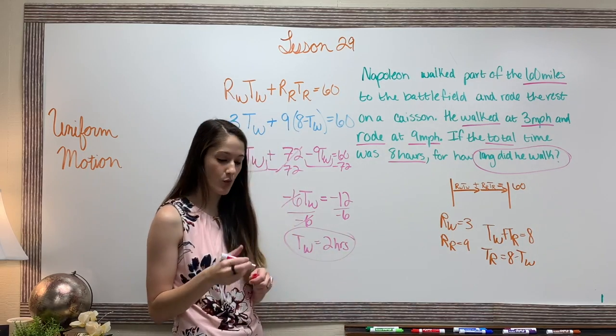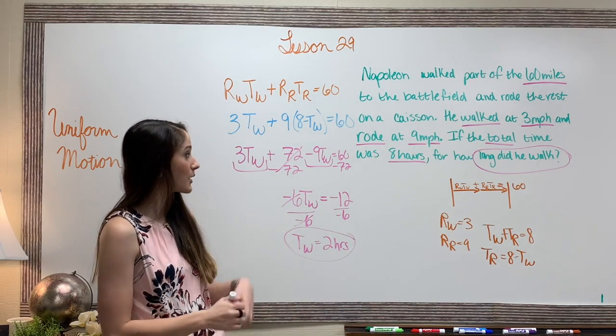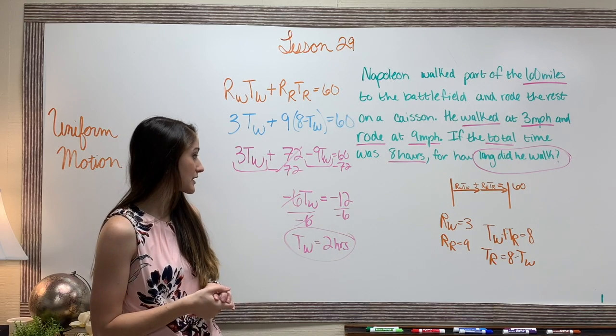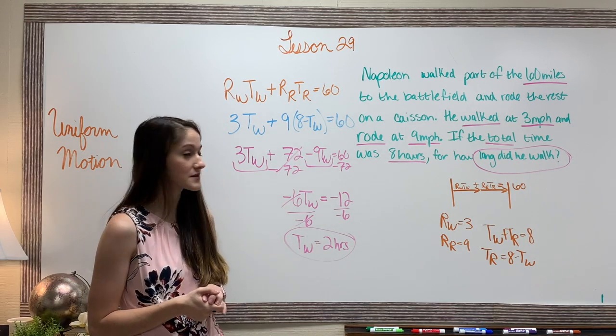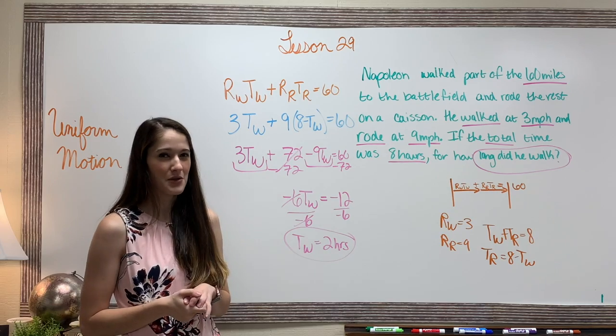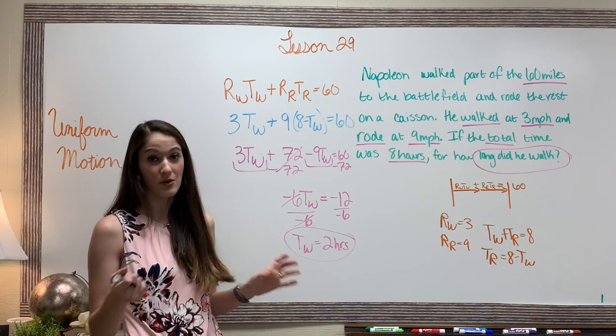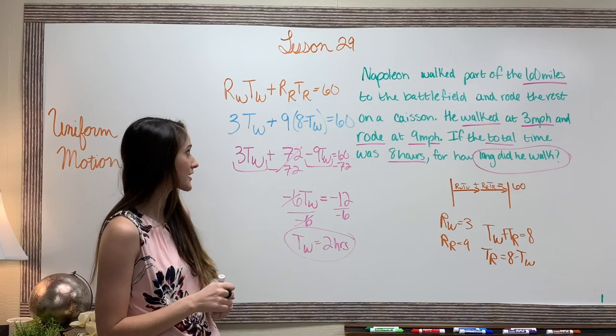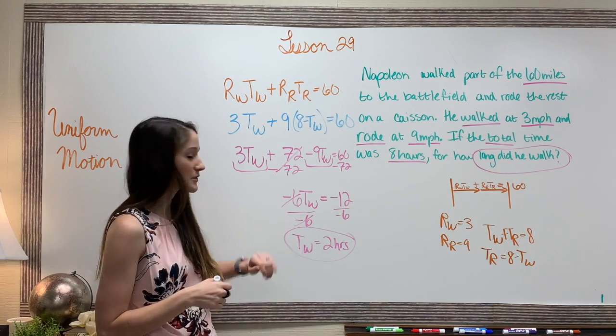Now we know how long he walked, and I could see why he would want to upgrade to a caisson, because 60 miles at 3 miles per hour, that would take him a long time to get to the battlefield. The battle would probably be over by the time he got there. So there we go, and we're done.